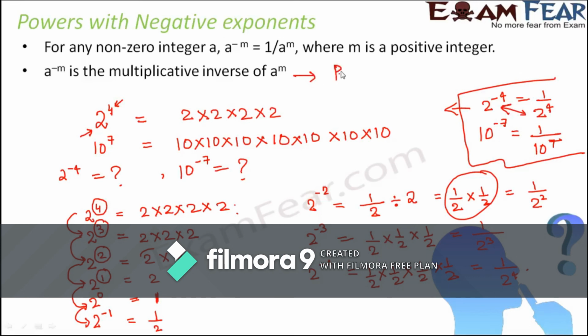Let's prove this. The proof would be somewhat like this: a to the power minus m into a to the power m. By the laws of exponents, when you multiply two exponential numbers with the same base, in both these cases the base is a, the powers get added. So in this case, m minus m would be 0, so this would be a to the power 0, and anything to the power 0 is equal to 1. So the product of a to the power minus m and a to the power m is always equal to 1, which proves that a to the power minus m is the multiplicative inverse of a to the power m.